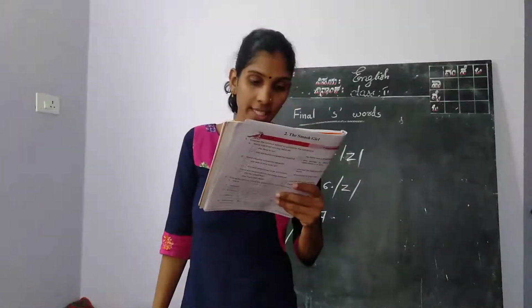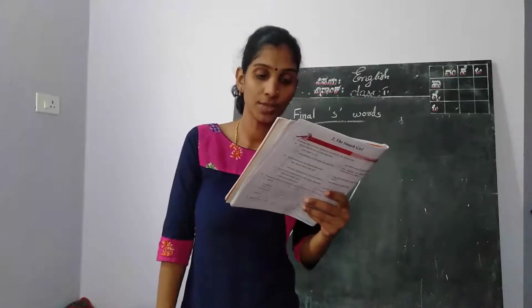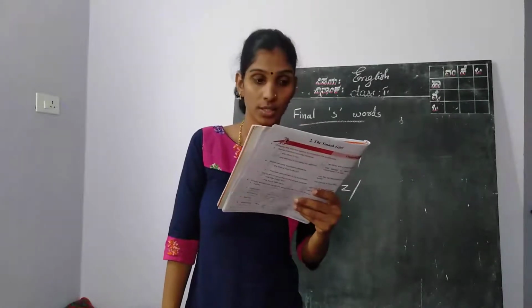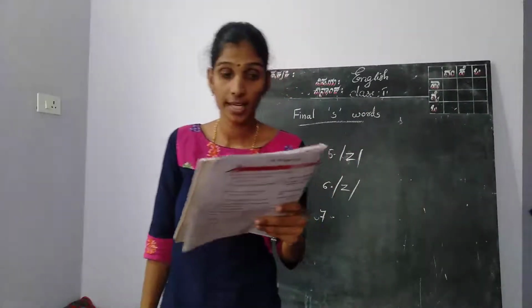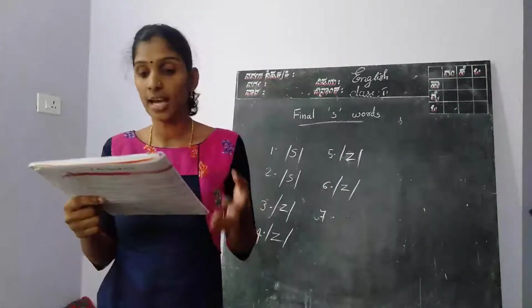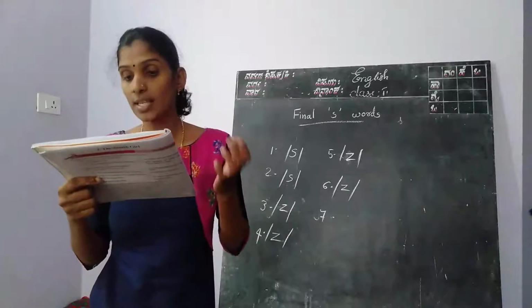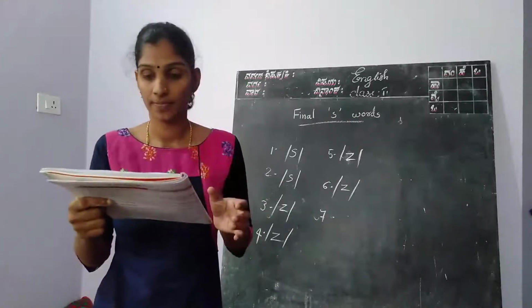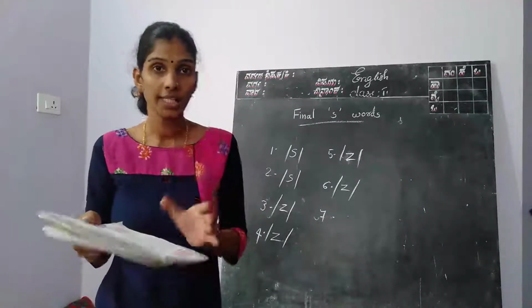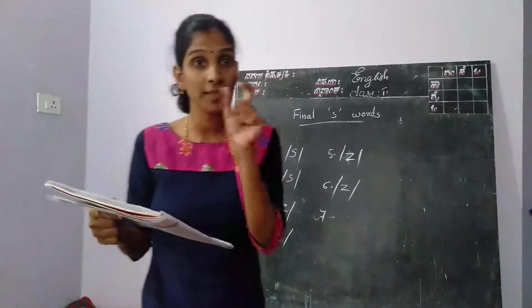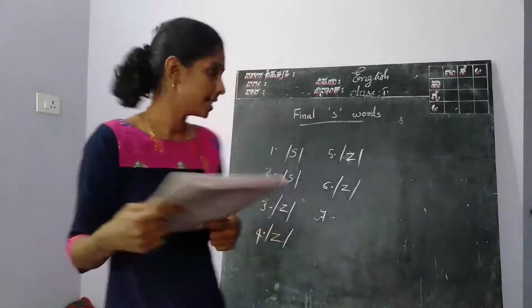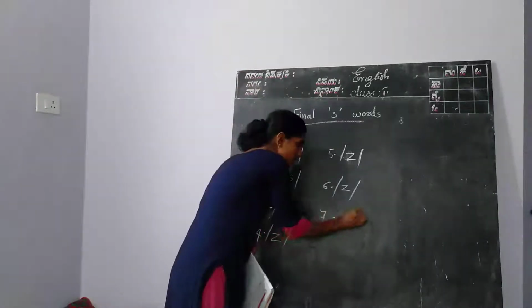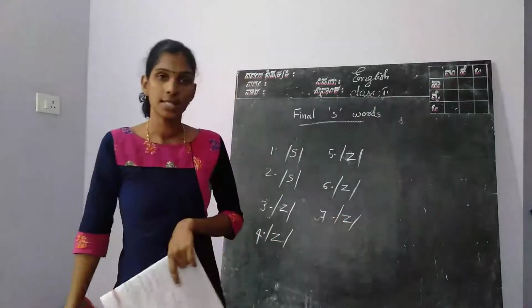The Sahyadri dash are dotted with Shivaji's forts. The Sahyadri hills. Sahyadri hills, right? The Sahyadri hills are dotted with Shivaji's forts. Hills also ends with the letter S, but it sounds like Z. Okay, hills. So the seventh one also sounds like Z.